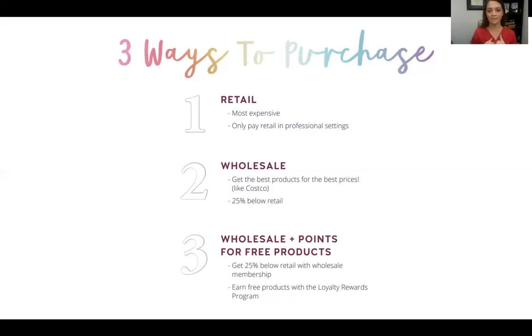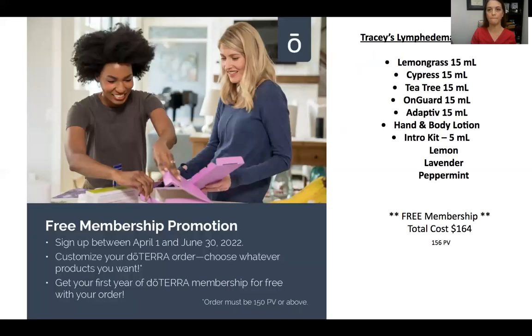And then I get points back. So when I run out of lavender, which you're not going to use up a bottle of lavender in 1 month, when I get low in one of the oils, I use my points to redeem.